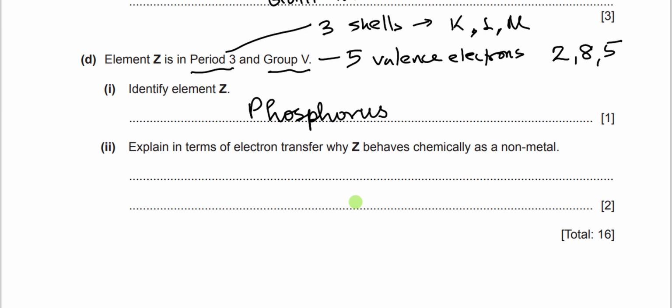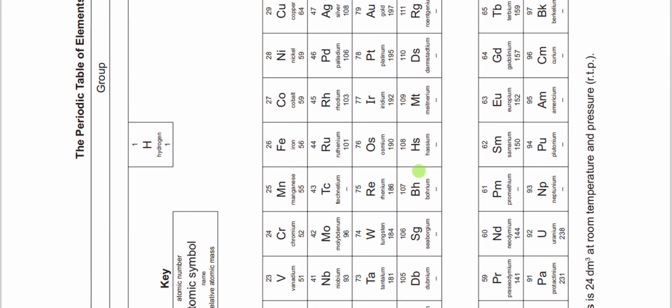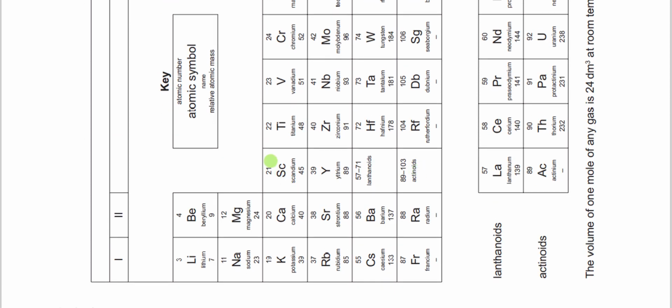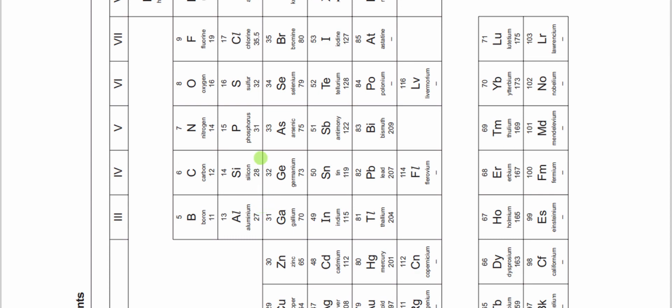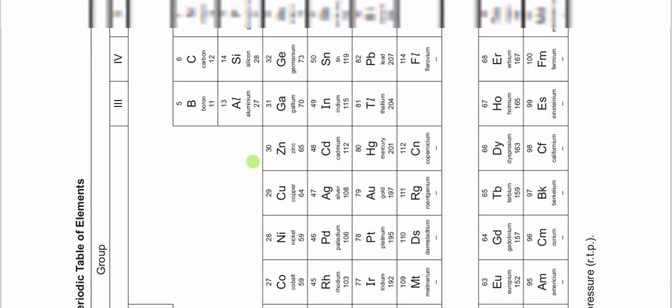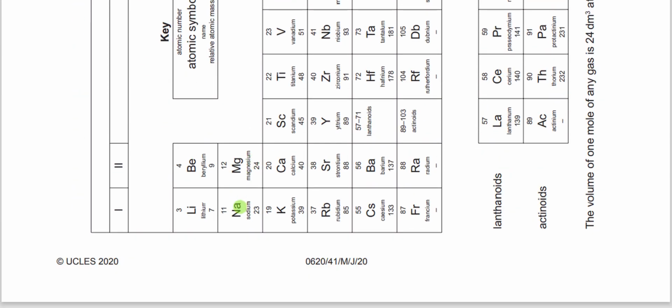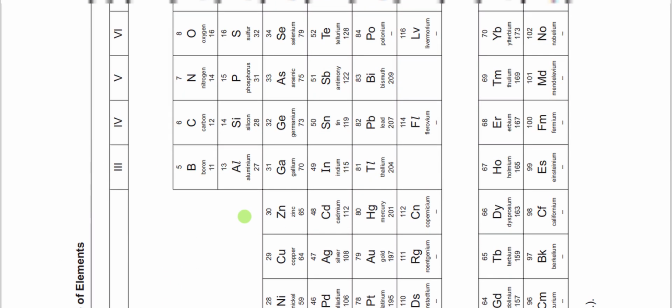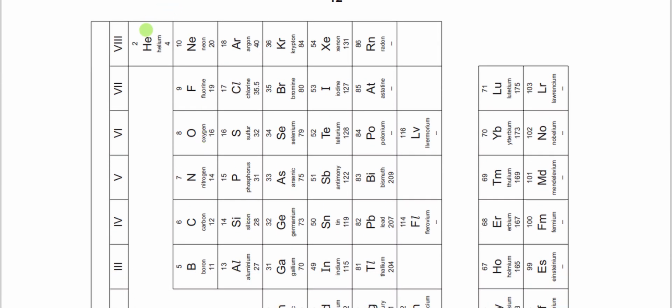Let's quickly confirm that. We are here. This is atomic number 12, group 3, period 3, right? This is period 3. Remember, this is period 1, this period 2, this period 3. Group 5. That's phosphorus. Atomic number 15, or proton number 15, and nucleon number 31.